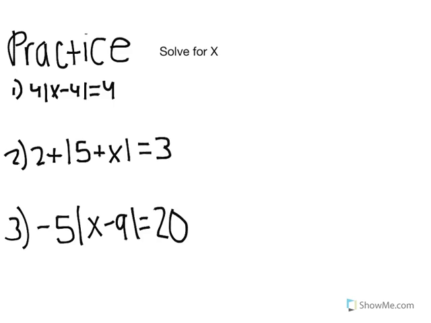Now here's some practice problems. You're just going to solve for x, and there's absolute values in here. Pause the video now to solve these out on your own, and then unpause the video for the answers.